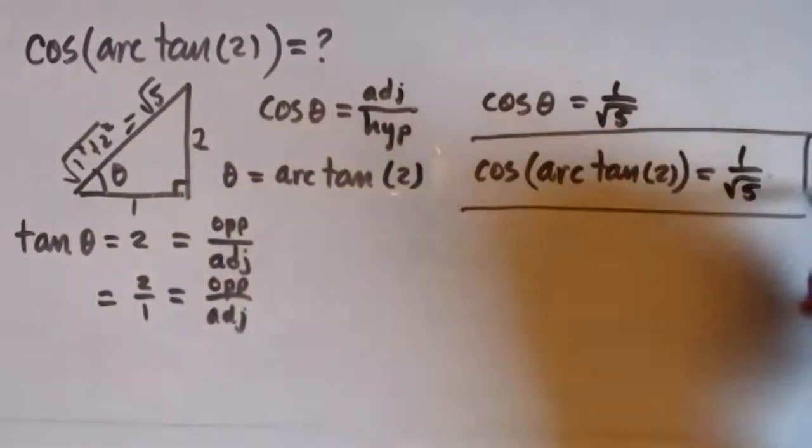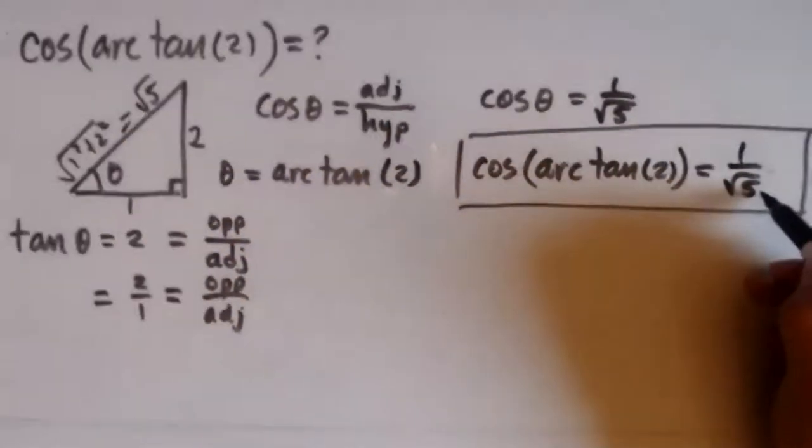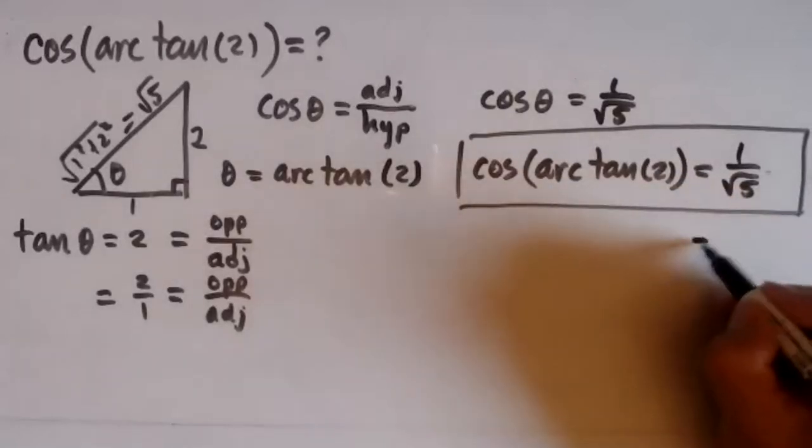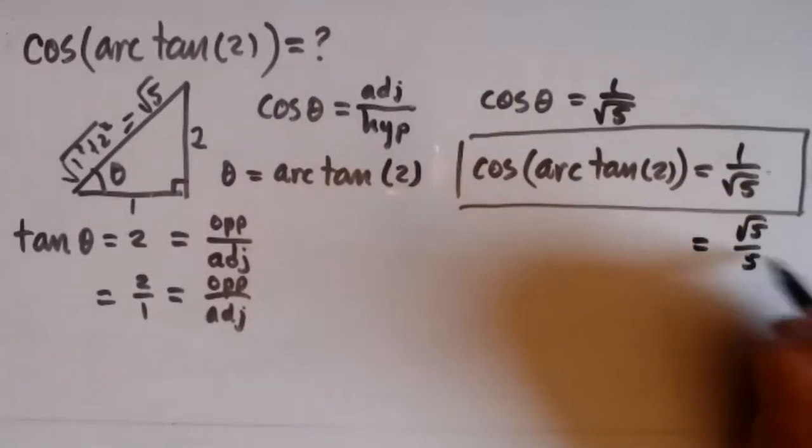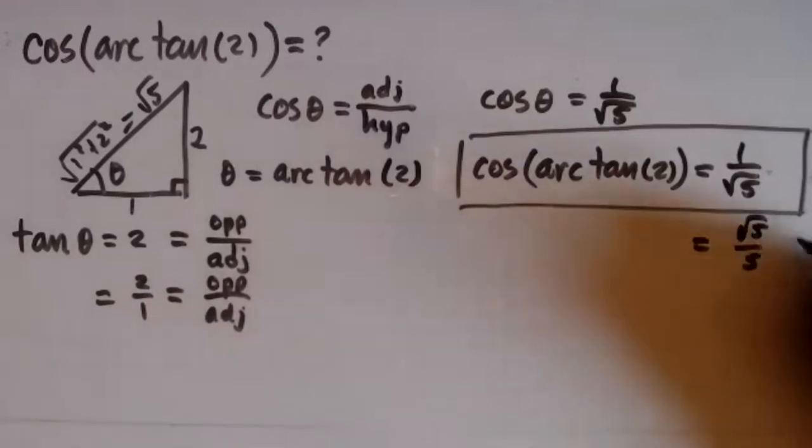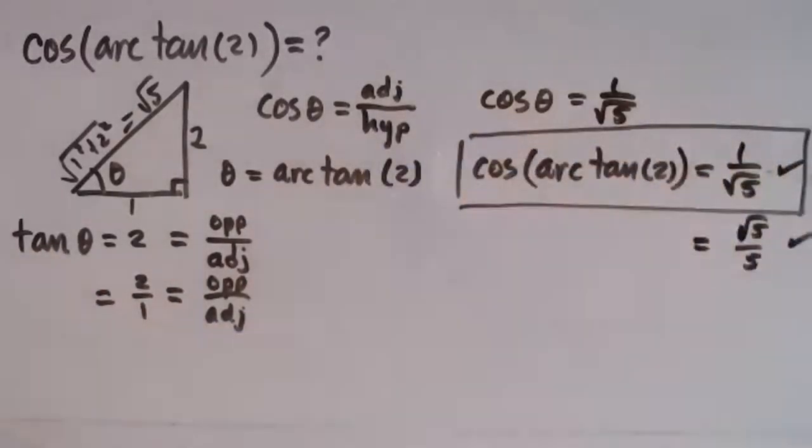Okay, by now don't worry about rationalizing the denominator. Yes, I know that this is going to be the square root of 5 over 5. Yeah, if you want to do that, it's correct. If you do only this, it's correct also. So, not a big deal, correct?